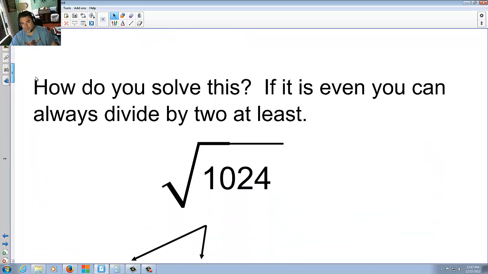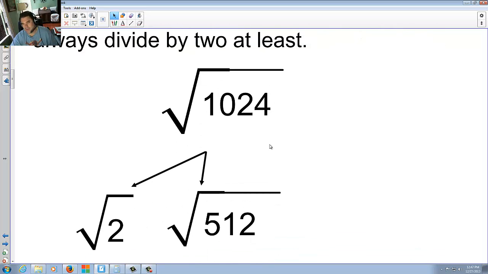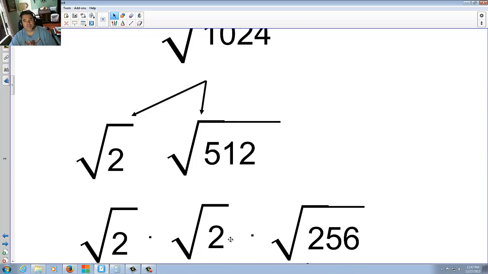1024, there's a couple ways you can solve it. If you don't know what to do, you can always divide by 2 if it's an even number. So for 1024, I'll say, I don't know what the root is, so I'll divide by 2. You take your calculator, divide by 2, get 2 over here, divide by 2, you get 512. And it doesn't help you very much. Divide by another 2, which breaks it to 256.